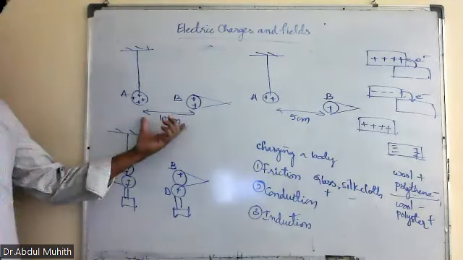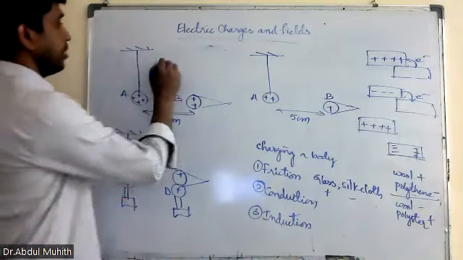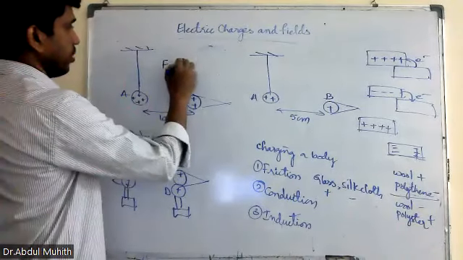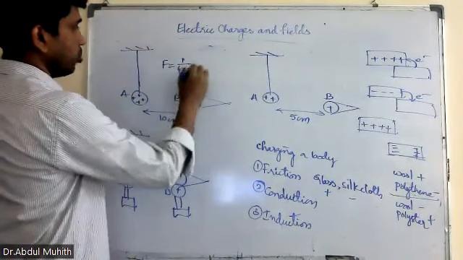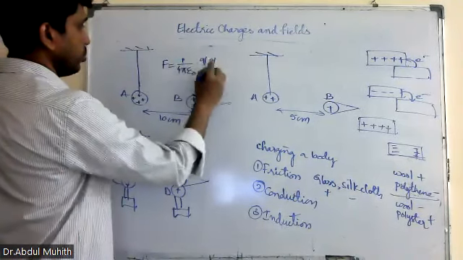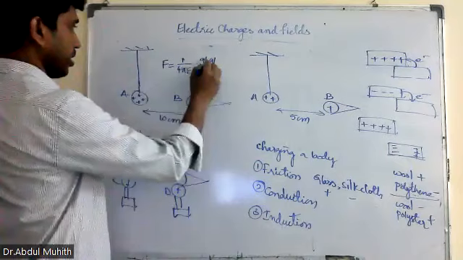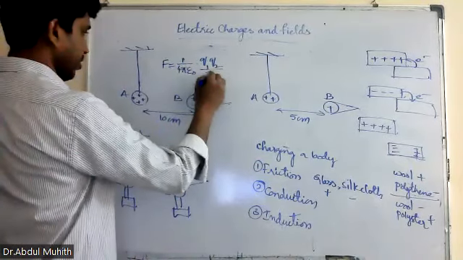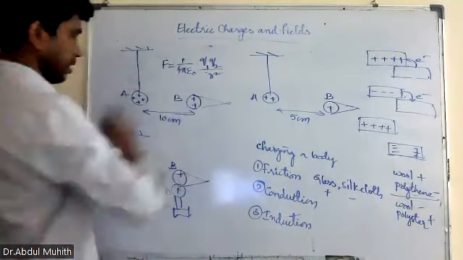Now come to this force thing. What is the formula here? The formula is F is equal to, in the first case, F = 1 by 4 pi epsilon 0 into Q1 Q2 by R square. I'm taking R square as maybe 10 square, whatever it is.